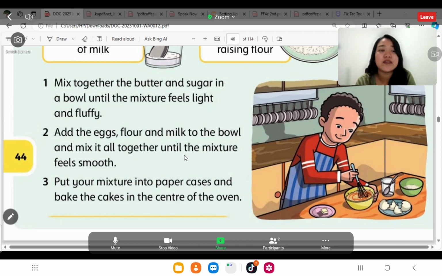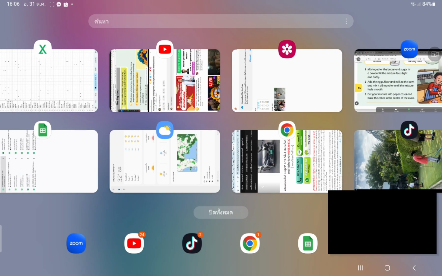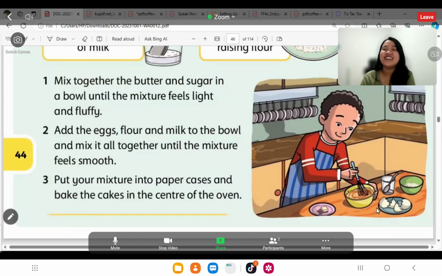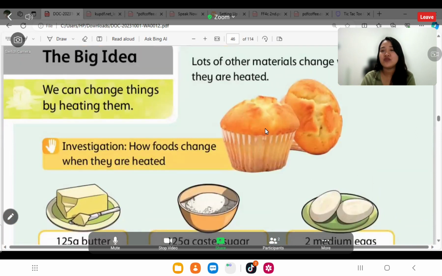Mix until the mixture feels smooth. Put your mixture into the paper cases and bake the cakes in the center of the oven. Very good. So that's the cake, and this is the bottom and the crust of the cake. So that's how he baked a little cake, just like this little one.